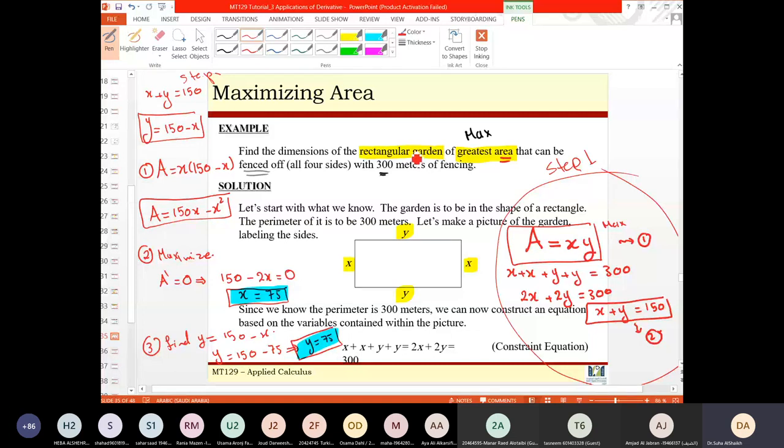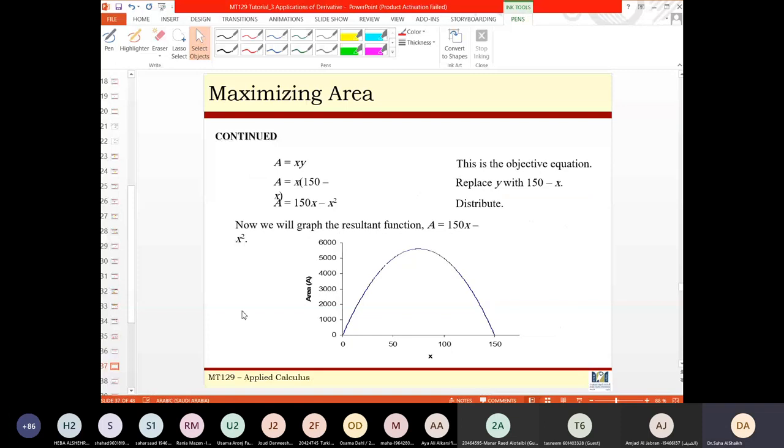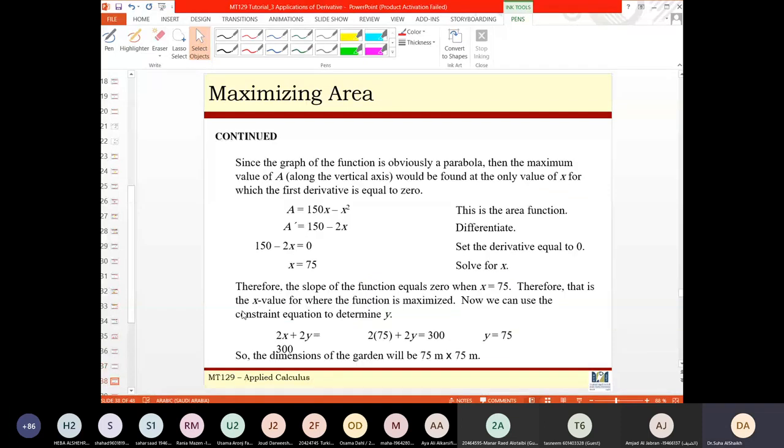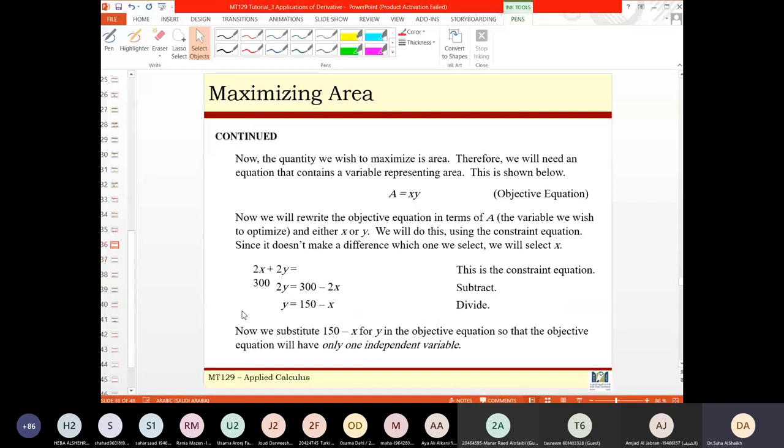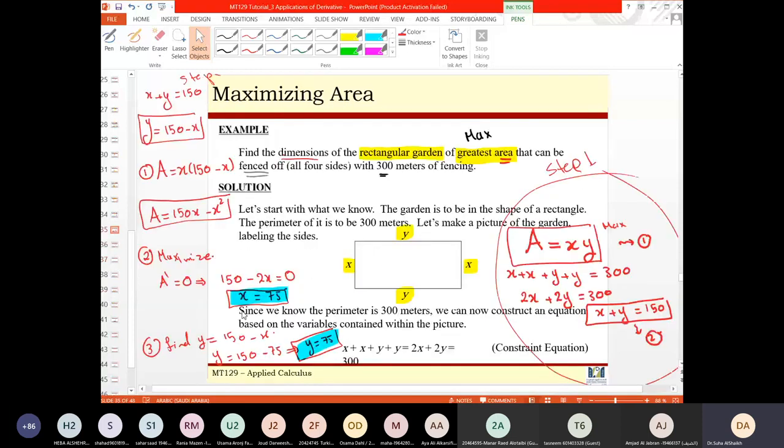No, they didn't ask for area. They asked for the dimension that will give the greatest area. It didn't say find the area or find the greatest area. You can find it after you finish. So it is 75 by 75 actually. So you can see how many slides, 1, 2, 3, and 4 slides to solve this. And actually the steps are just what you can see in the red.